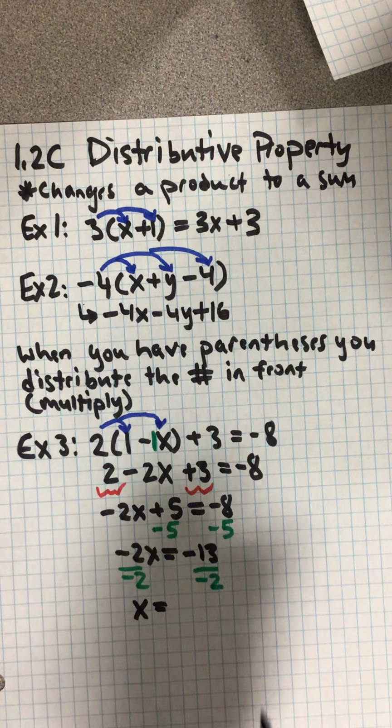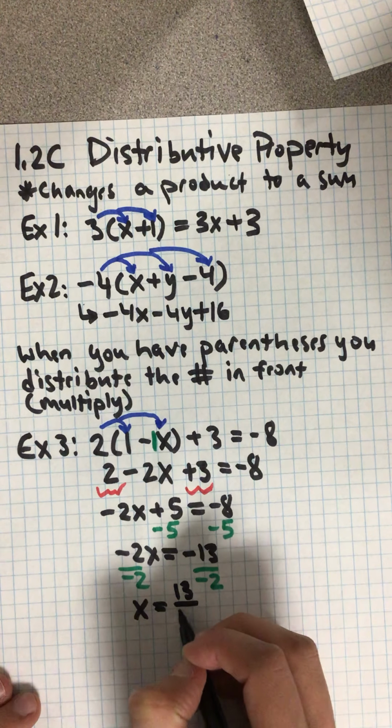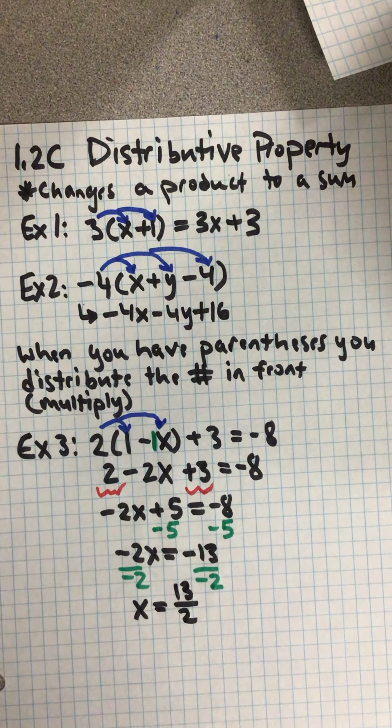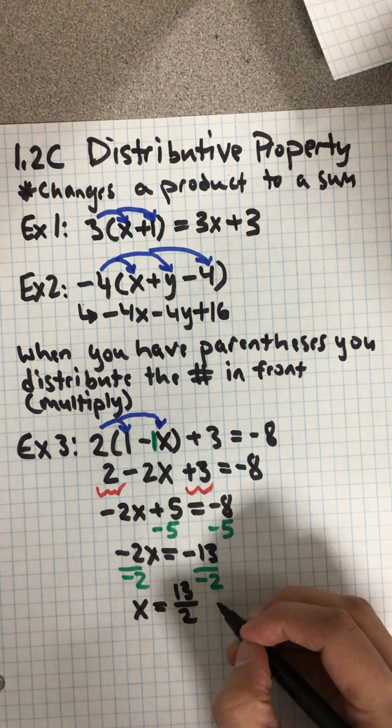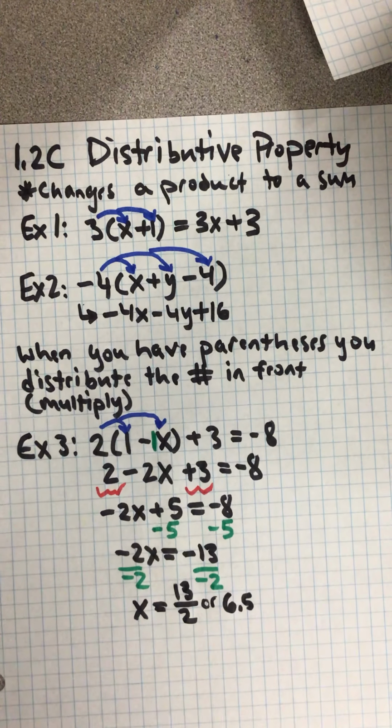Now, negative 13 and negative 2 do not share any common factors, so we can't reduce the fraction at all, although it does equal 6.5. Notice that since this is a negative divided by a negative, our final answer is positive. Negative divided by negative, negative multiplied by negative gives us a positive number. So our answer is either 13 halves or 6.5, whichever you prefer.